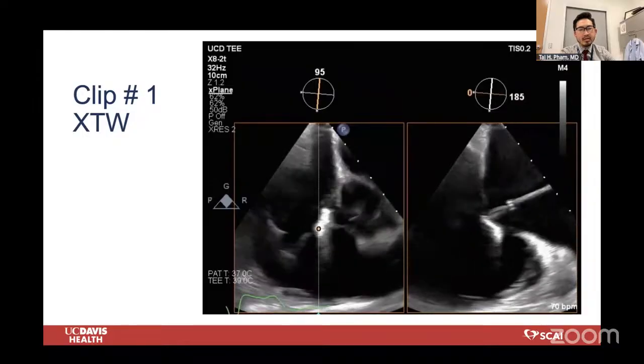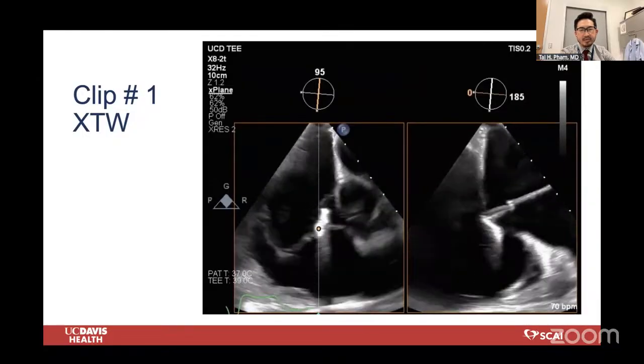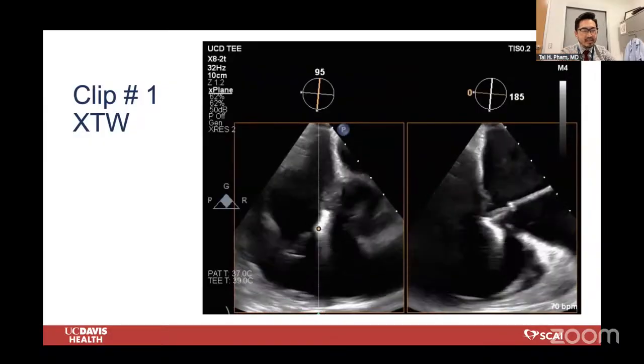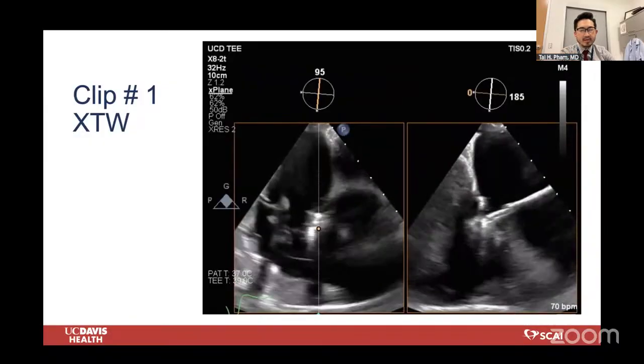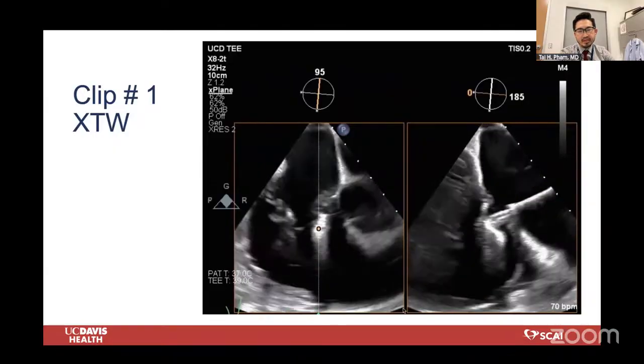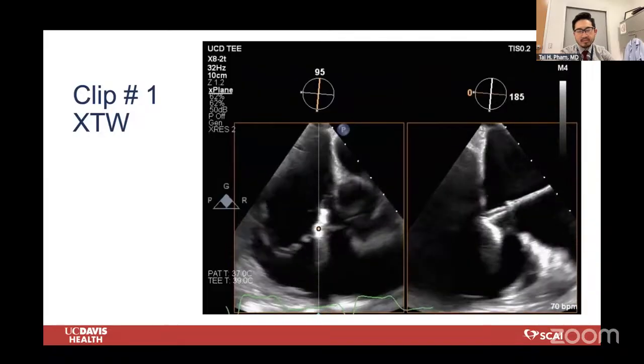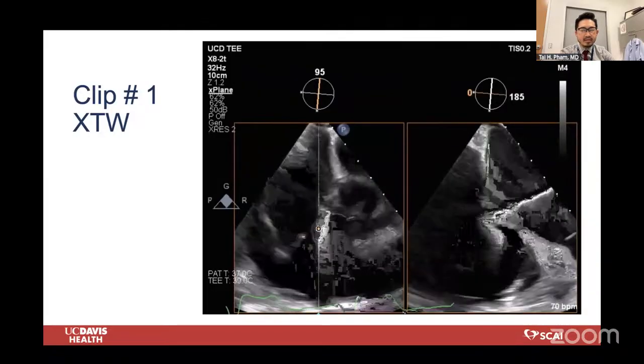So we ended up proceeding with an XTW strategy. You can see the clip coming down here. We decided to target mid and commissural anterior septal. Most of our grasping is usually transgastric, as Dr. Singh mentioned, but in this particular case, we had some really good mid-esophageal and deep esophageal windows.